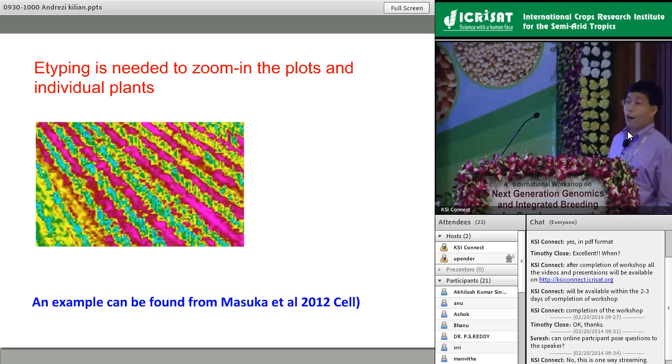It is important to have the environmental factors measured and rooming in. I call it rooming in to the plots and the individual plants. We can really get this measurement for each plot or each row. That is a very good report from Japanese scientists, who used environmental data and genomics data together, published in Cell.